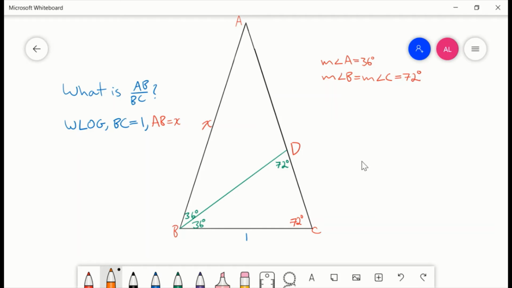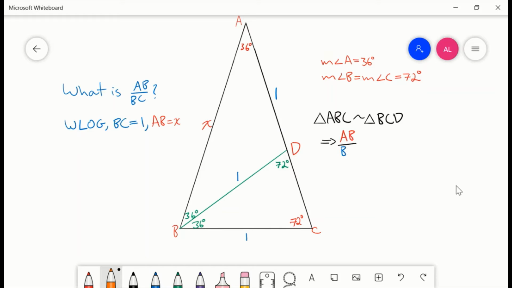And then just by basic angle chasing, it's given that C is 72 degrees, and then D is also 72 degrees. And then A is 36 degrees, that's given. So then note that BDC is isosceles, so BD is also equal to 1, and so is AD, because ABD is also isosceles. But now notice that ABC and BCD are similar.